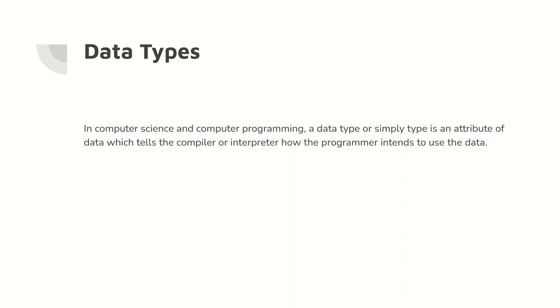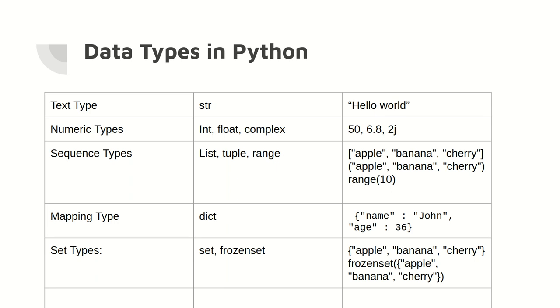Another term that we need to understand is data type. In computer programming, a data type or a type is an attribute of data which tells the compiler or the interpreter how the programmer intends to use the data. In Python there are 8 or 9 data types. I just listed all of them here, and we will be discussing them in our coming videos. The first one is the text type. We represent it as str, and the example is hello world, which we represent in double quotes.